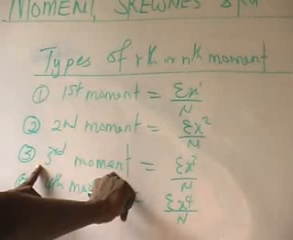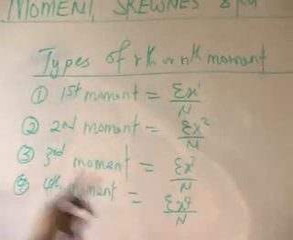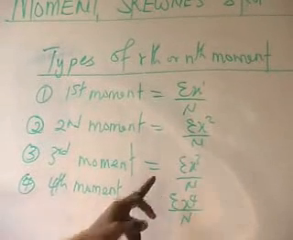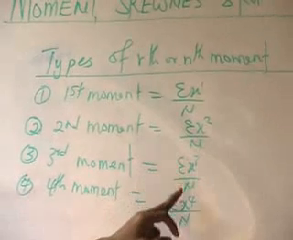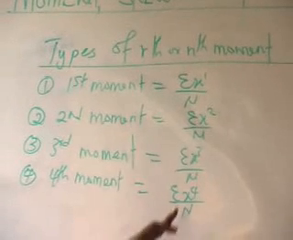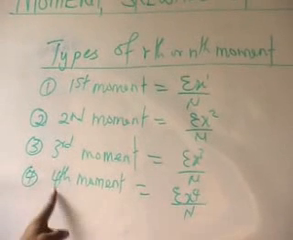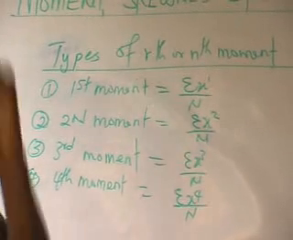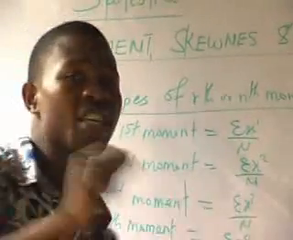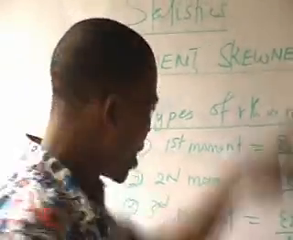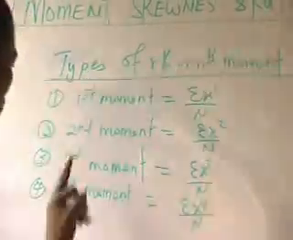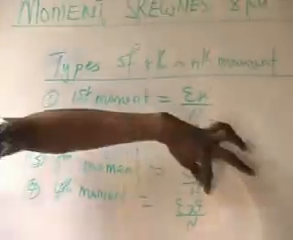Then we have our third moment. Third moment means x raised to power 3, because the word third means 3, over n. Then the next one is the fourth moment, which simply means x raised to power 4 over n. That's why I define moment as an average, the average of a given distribution based on a particular power. For the first moment, the power is 1; second moment, the power is 2; third moment, the power is 3; fourth moment, the power is 4.